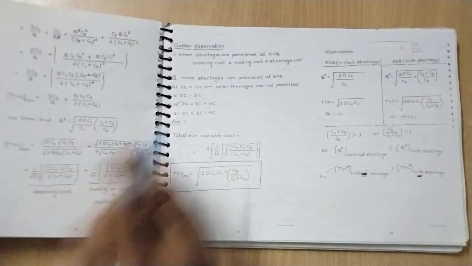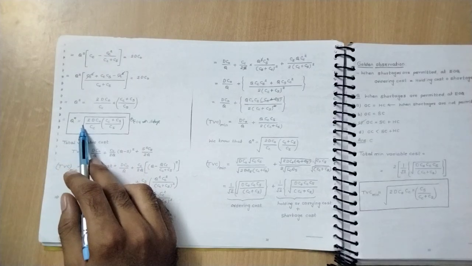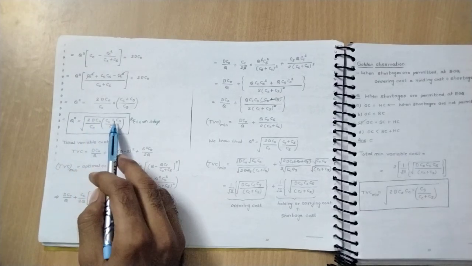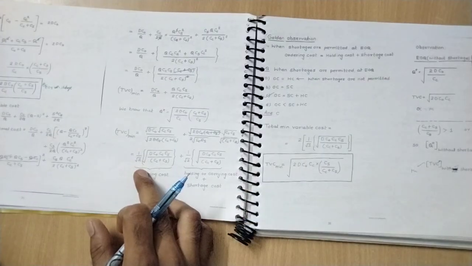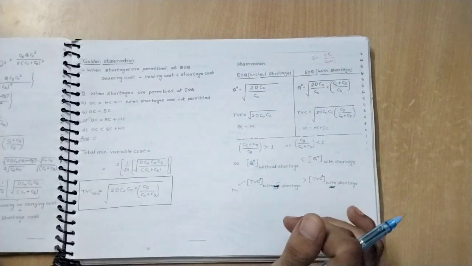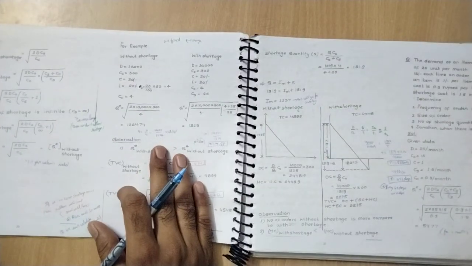So when it comes to the economic order quantity, this is the economic order quantity: square root of 2 D C0 over CC, times (CC plus CS) over CS. So I think the total minimum cost is this one. Sometimes shortage is also very important.